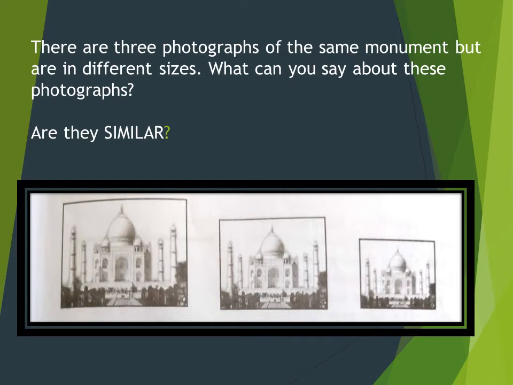Now we will start with this chapter, that is in your 10th standard chapter, triangles. Before moving to that concept, first try to observe these three pictures here. There are three photographs of the same monument, isn't it? Are they in the same sizes? No, they are in different sizes. What about the shape? Is the shape same? Yes, isn't it? So we can tell them as similar.